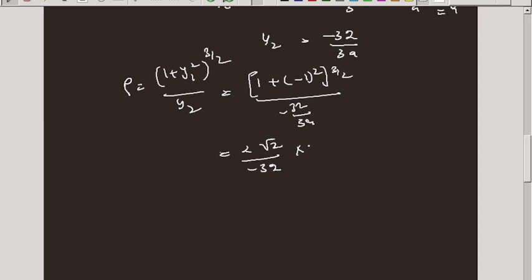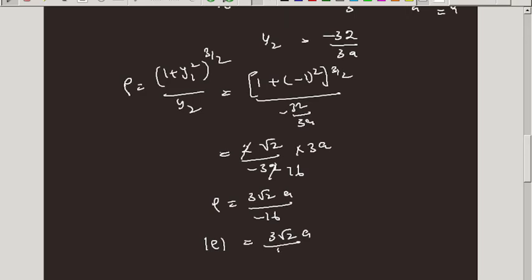If we reciprocal this one, we can write it as 3a. So here we simplify this one, we get 16 times. So 3 root 2 into a dividing by minus 16 is the radius of curvature. If you want, we can simplify further, or we can stop it here. 3 into root 2 into a dividing by 16. This is nothing but the radius of curvature for the folium of Descartes.